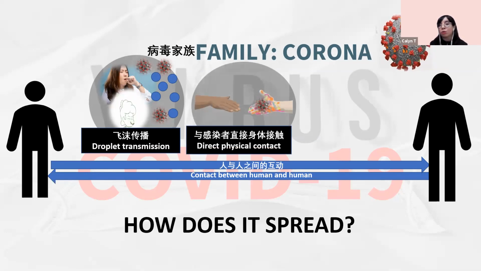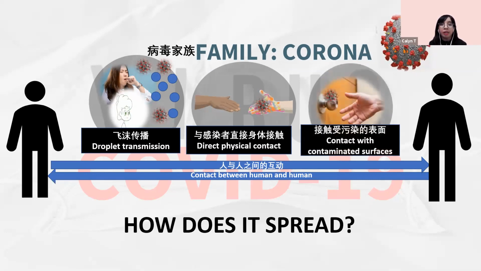And the second thing is through direct physical contact. You have direct contact with another person who is infected with the virus, because it can be on your skin surface as well, and contact with a contaminated surface. So these are the three main ways that coronavirus, or what we know as COVID-19 disease, can actually spread.